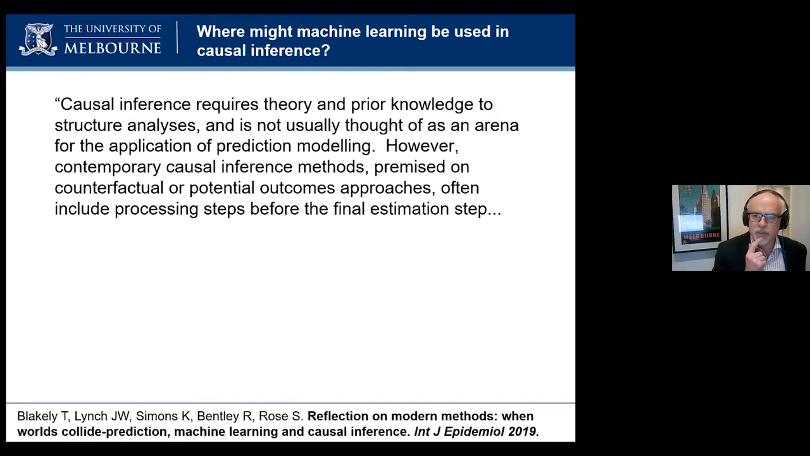Causal inference requires theory and prior knowledge. That's, you know, going back to the idea that you need to bring theory and thought to it. Judea Pearl, the data doesn't necessarily tell you exactly what's going on. To structure the analyses, you need to impose your thought on it. How do we do that as epidemiologists? With a DAG, with a directed acyclic graph. That's how we bring our theory to the data. And we do that before we touch the data. We construct our theory and then we go and do the analysis.